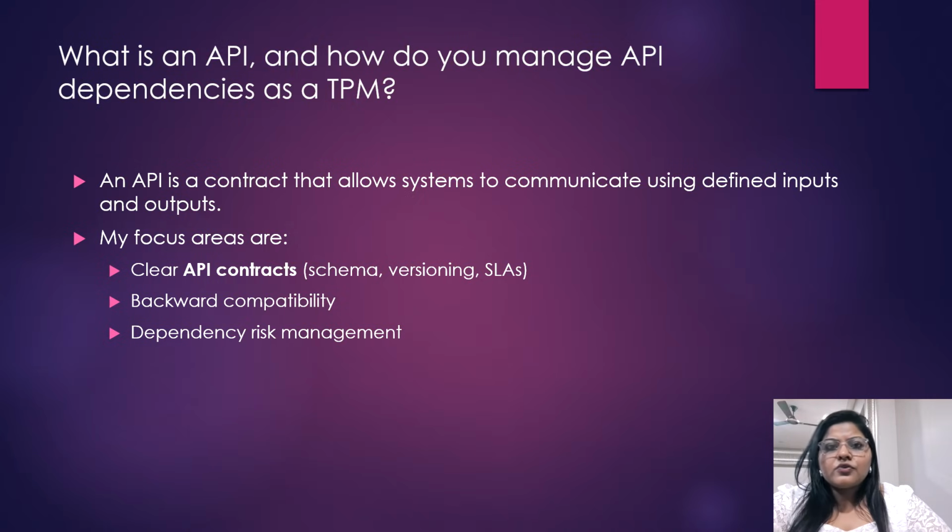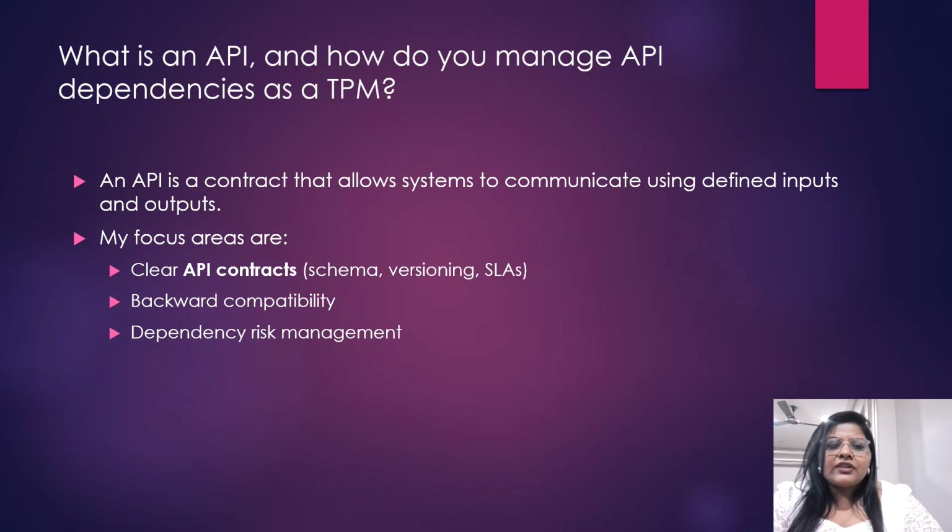So the next question is, what is an API and how do you manage API dependencies as a TPM, Scrum Master, whichever team? So an API is a contract. Basically, when two systems communicate, they sign contracts, like how we sign contracts, right? It's a very simple term, but an API is a contract that builds the rules for how they will communicate with each other. There can be a fixed number of parameters or values which are acceptable or not acceptable, and this is how the two systems communicate among themselves, right?